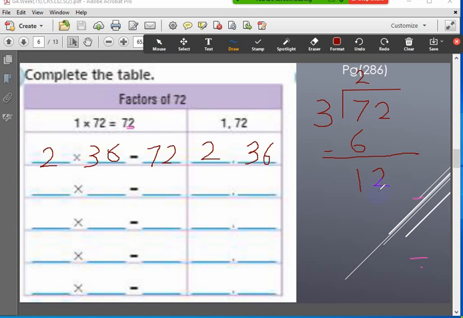The number becomes 12 now. 12 divided by 3. What is the number that if you multiply it by 3, the answer will be 12? Very good. Girls, please type just one time.